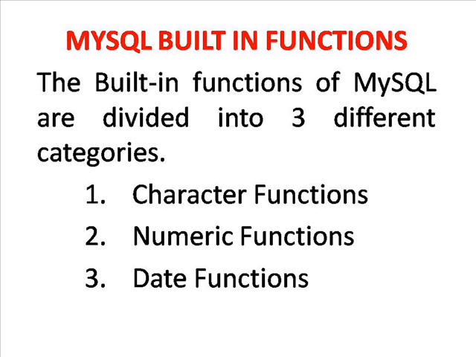The inbuilt functions of MySQL are divided into three different categories. The first category is the character functions, which work only on strings, which means they will take only a string as an argument. The second category is numeric functions, which work only on numbers. And the third category is date functions, which take only dates as the arguments.